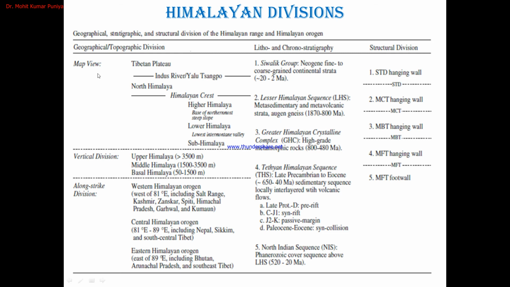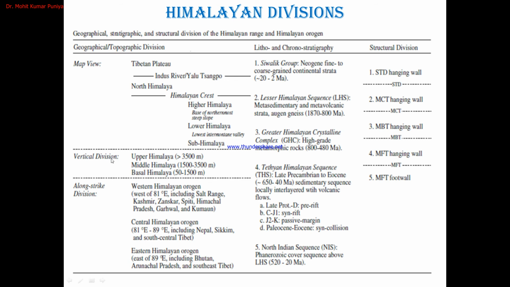Then we have the map view. If we divide the Himalaya based on the map view, then we can divide it into the following divisions. The northernmost portion is the Tibetan Plateau. Then we have the Yarlung Tsangpo River in the center portion, and towards the eastern portion, and the Indus River towards the western portion. Then we have North Himalaya, Himalayan crest, then the Higher Himalaya, base of the northernmost steep slope, then we have Lower Himalaya, then sub Himalaya.